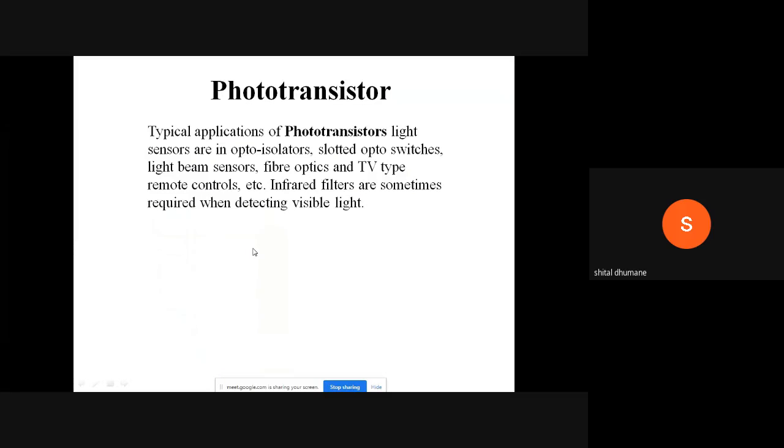The typical applications of phototransistor light sensors are in opto isolators, slotted opto switches, light beam sensors, fiber optics, and TV type remote controls. You may have seen the remote control of your TV. If you open that, you can see that phototransistors may be there sometimes in that remote control. Infrared filters are sometimes required when detecting visible light. Generally these photodiodes and phototransistors are used for red and infrared lights.